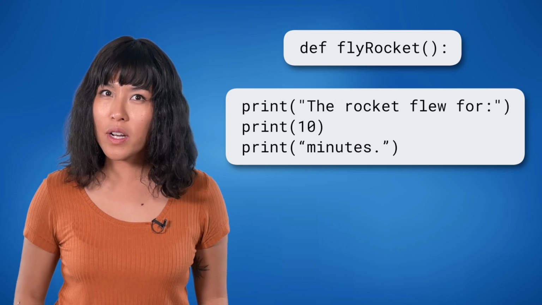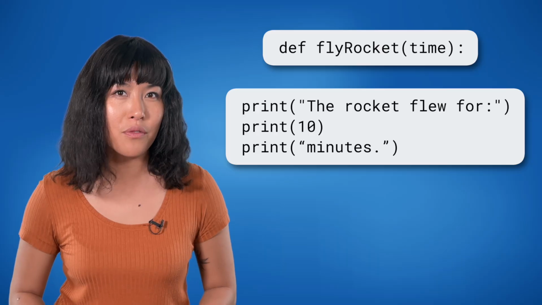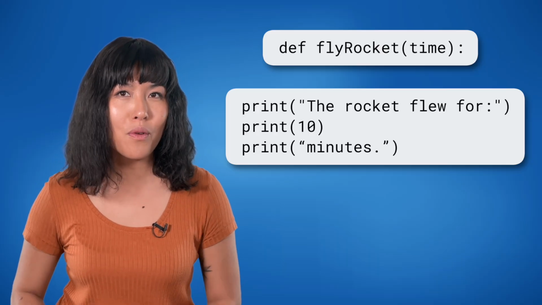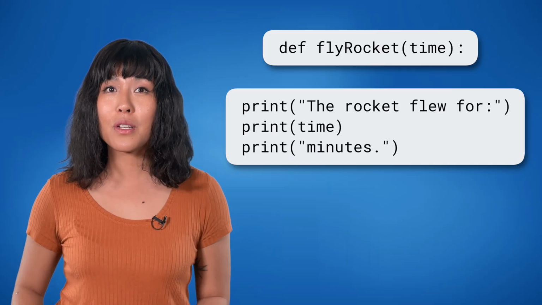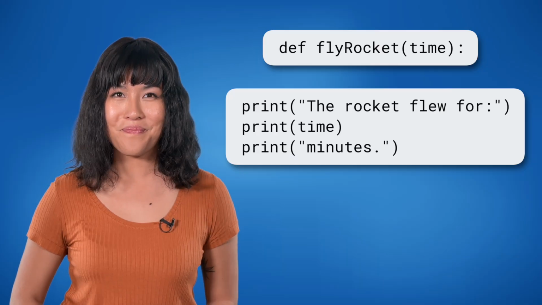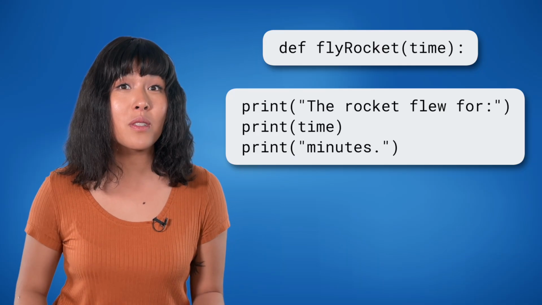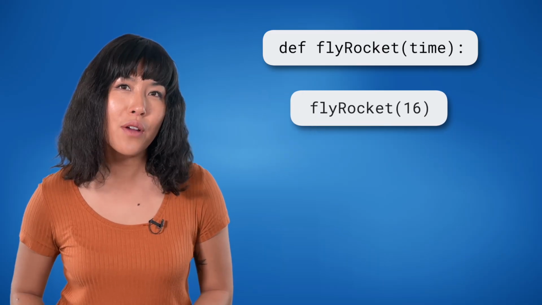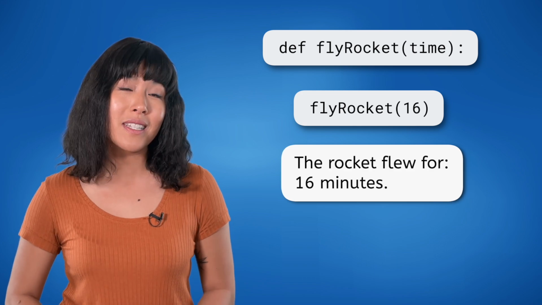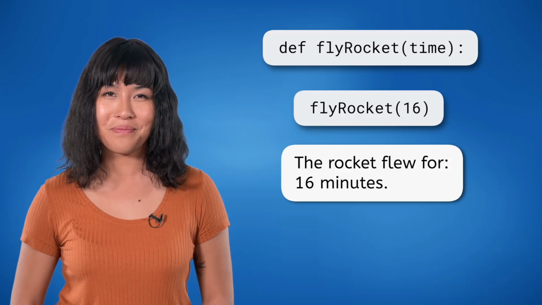But what if we wanted to change how many minutes the rocket flew? We can add a parameter to the function signature, like this: def flyRocket(time). We can also change the function body to use the variable time in its print statement, like this. Now, we can call it with a parameter. Let's say our rocket flew for 16 minutes. We can call the flyRocket function with that as its parameter. Then, the result printed to the screen will be: the rocket flew for 16 minutes.